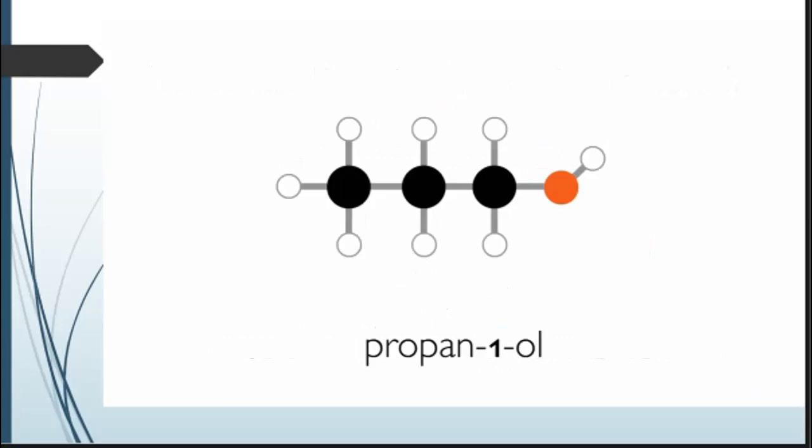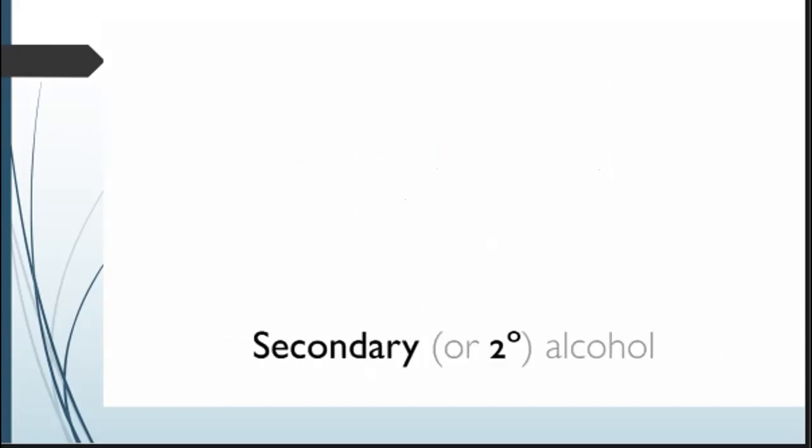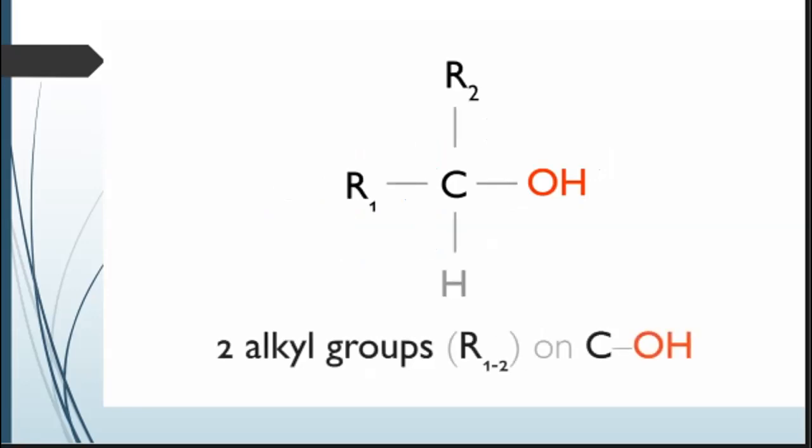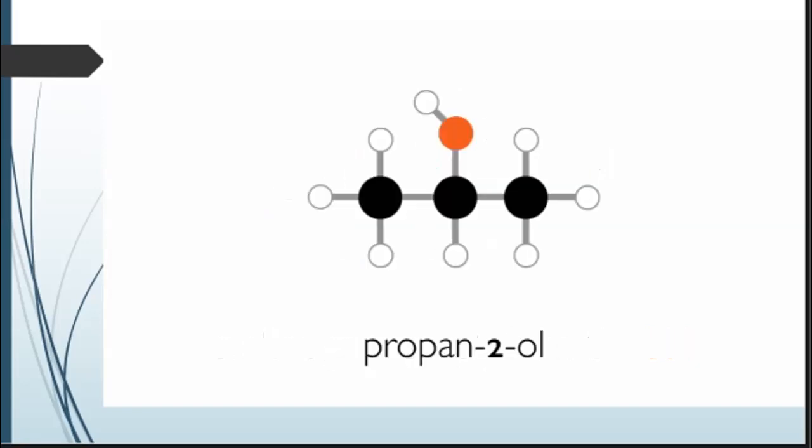Here is propan-1-ol. The OH is attached to the end carbon, and this carbon is attached to just one single chain of carbons. In secondary alcohols, the carbon atom on which the OH group is bonded is attached to two carbon chains or two alkyl groups. Here is propan-2-ol. Here is the carbon atom on which the OH is attached. And here you can see the two alkyl groups, or two chains of carbons, attached to this carbon.